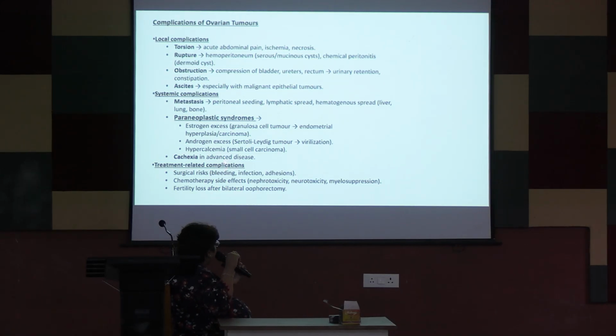Treatment related complications may be the surgical risks like bleeding, infection, adhesion. Chemotherapy has its own side effects like nephrotoxicity, neurotoxicity, myelosuppression, rather bone marrow suppression, and then loss of fertility. So, these are the complications of ovarian tumor.